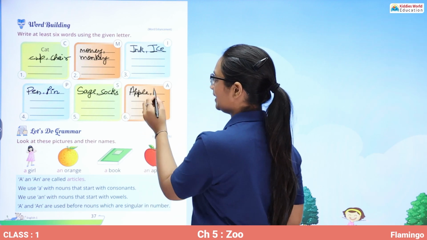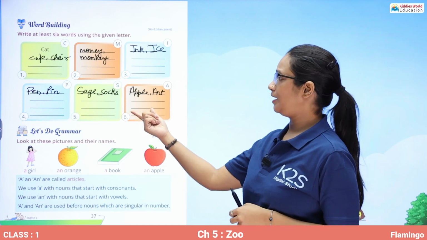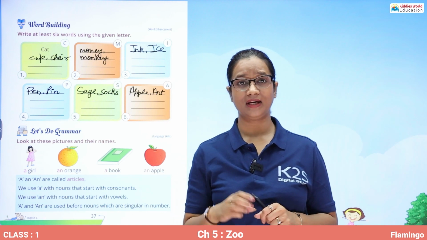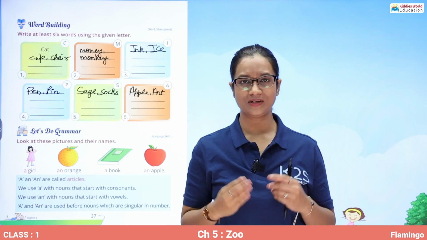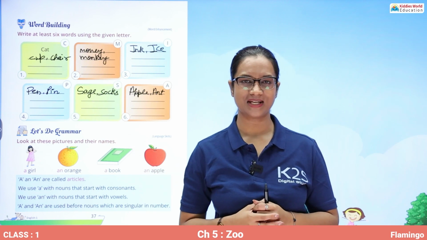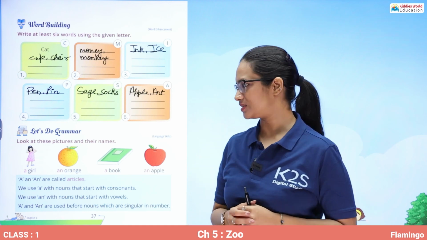We can also write ant. Now I have helped you frame two words from each letter. Now you are supposed to find four more words from each letter and write them in your box itself. And now we are going to understand some grammatical questions.